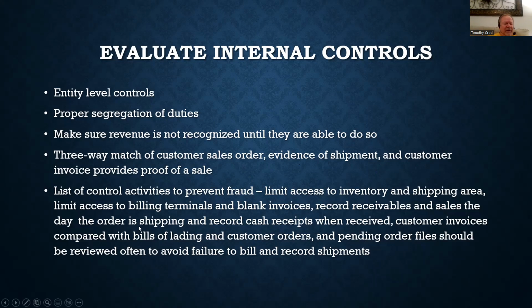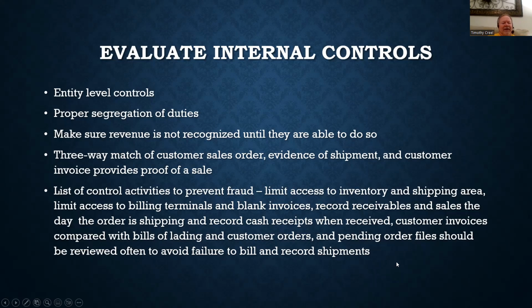Record receivables and sales the day the order is shipping, and record cash receipts when received. Customer invoices compared with the bills of lading. This would be a shipping document. Bill of lading would be a shipping document that says exactly what was shipped to the customer. And customer orders. So you want to make sure that whatever the customer ordered is exactly what's being shipped. And then they're being invoiced for exactly what was being shipped. And pending order files. Again, pending orders, these are orders that are waiting to be filled. Be reviewed often to avoid failure to bill and record shipments.